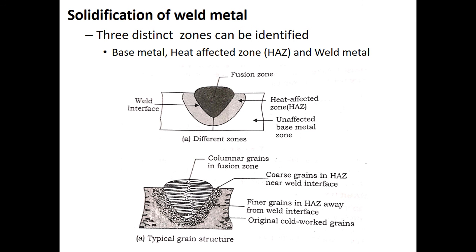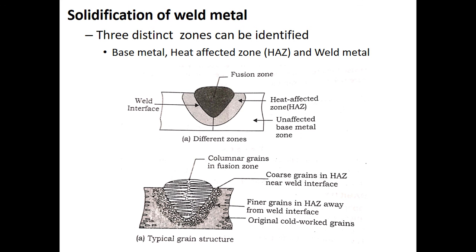Intense heat is required, and this intense heat will melt the base metal, and the filler metal if it is there, in the fusion zone. Then, after doing that, we allow it to cool down to room temperature and solidify. Just like in the case of casting, the solidification process is similar here.